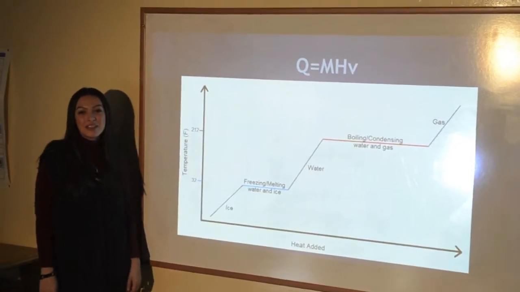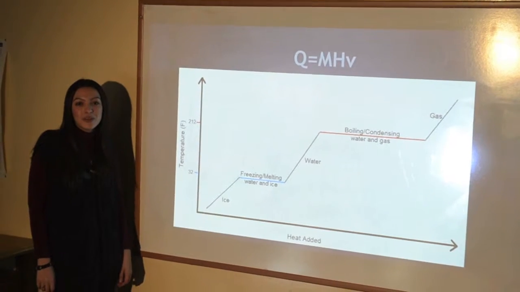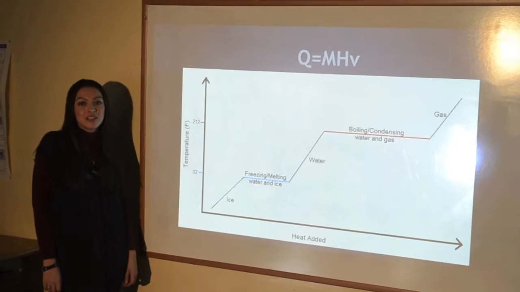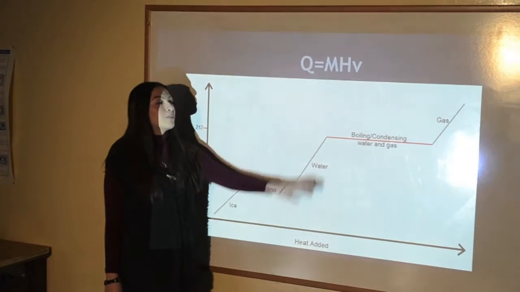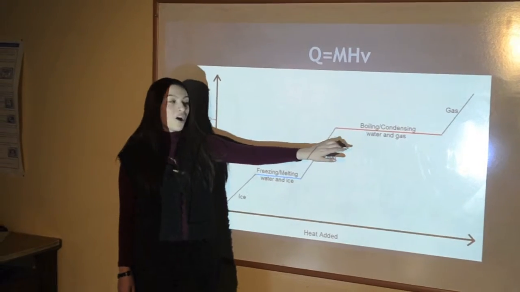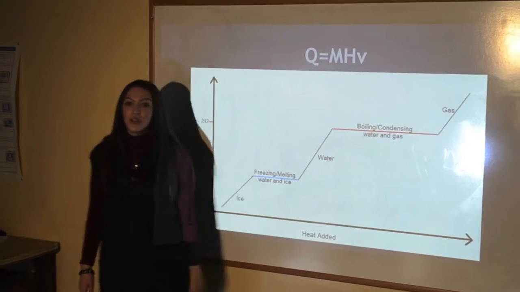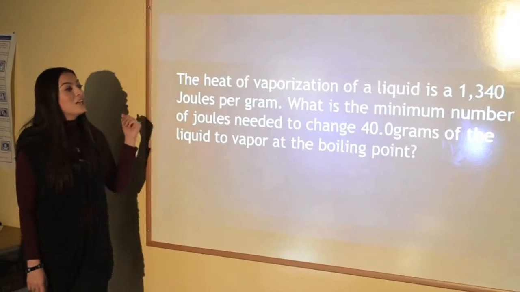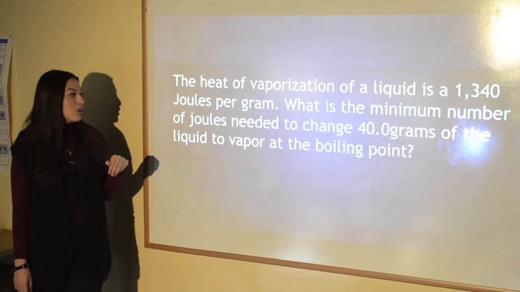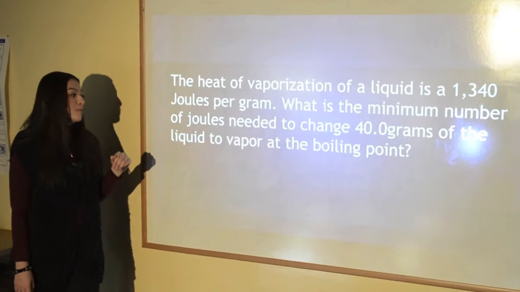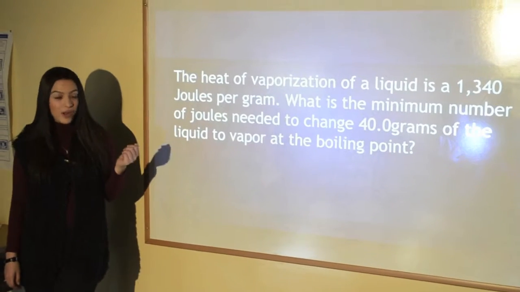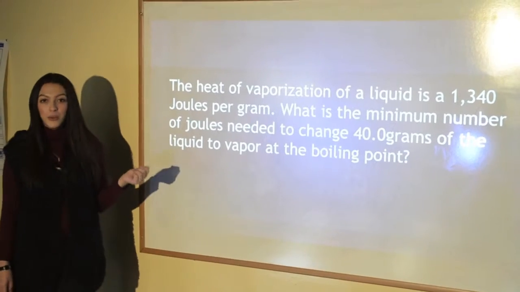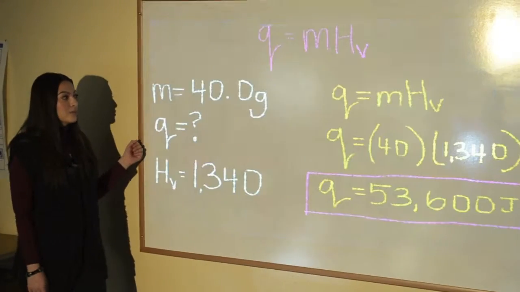Hi, my name is Cynthia Lopez, and today I will be reviewing the Q equals MHV equation of the heat calculations graph. This equation is used during the boiling and condensing stage, also as the liquid and gas phase occur. Now for an example. The heat of vaporization of a liquid is 1,340 joules per gram. What is the minimum number of joules needed to change 40 grams of the liquid to vapor at the boiling point? Let's look at some math work.